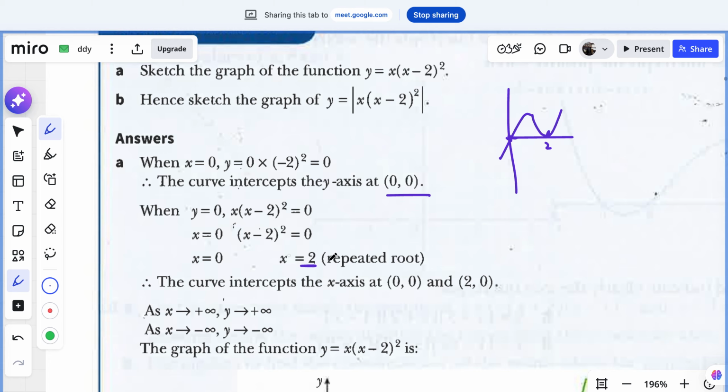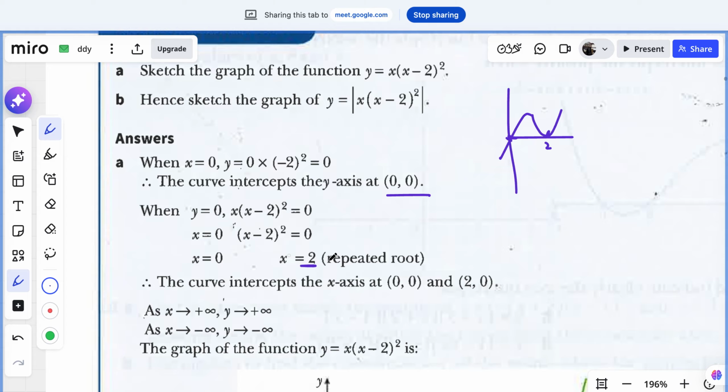Now let's go to 5.4. Okay, it's lagging a little bit. Let's go to 5.4.